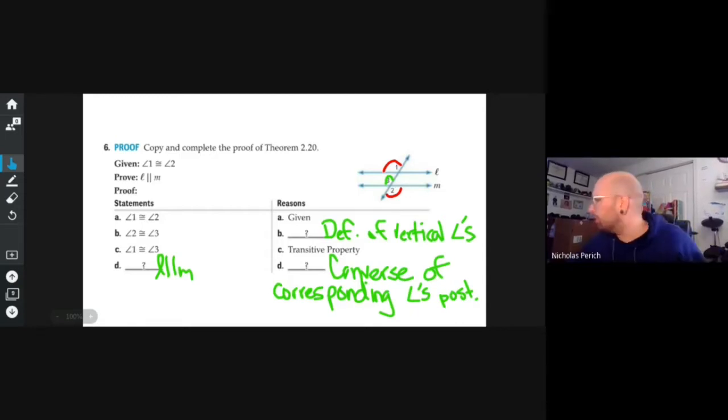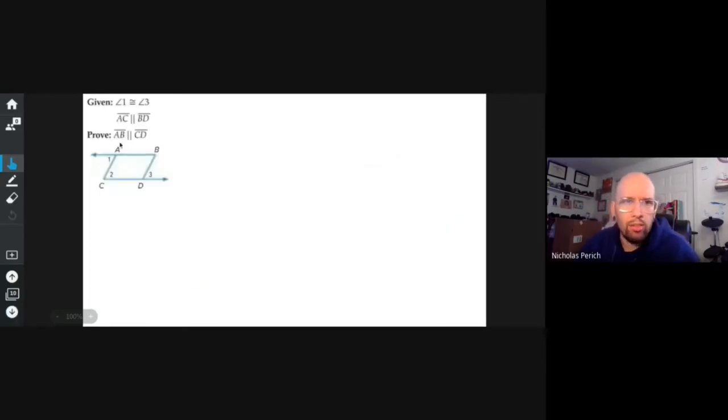So this could have been a two-stepper. And we've been doing that a lot lately. We've been doing quite a few two-step proofs because now we're learning all this new information. We don't necessarily need to do like 1,000 different things. So the next thing on this is a proof.